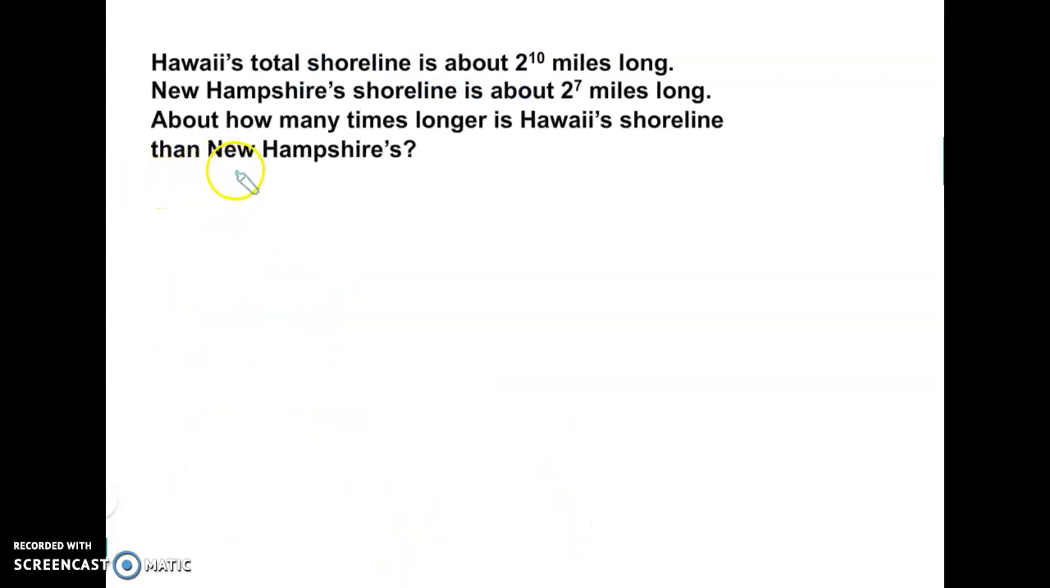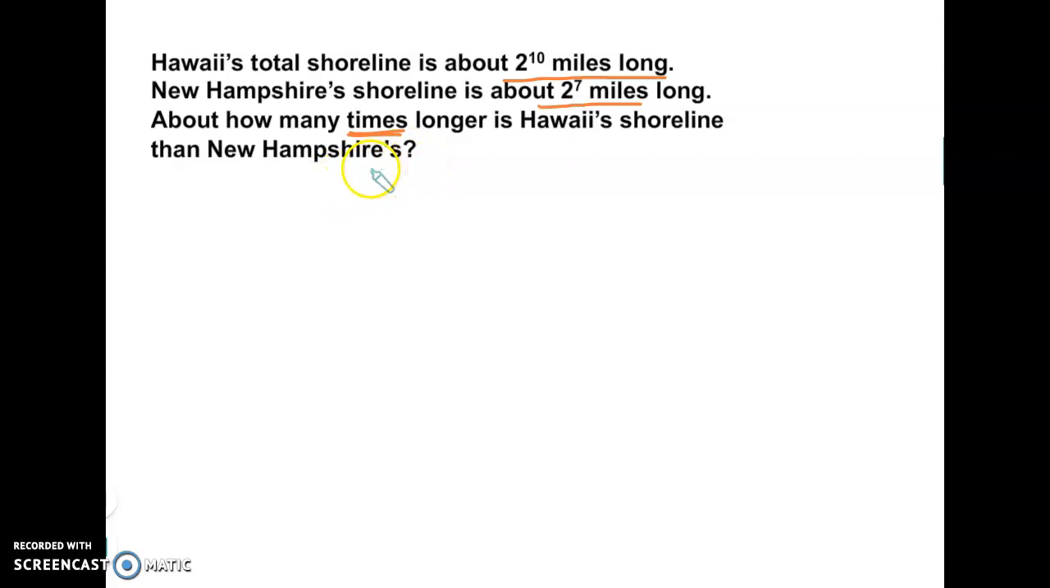At this time, let's try our word problem. Hawaii has a total shoreline of about 2 to the 10 miles long, and the New Hemisphere has a shoreline about 2 to the 7 miles long. About how many times longer is Hawaii's shoreline than the New Hemisphere's?